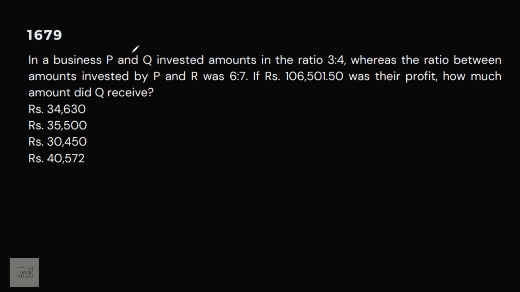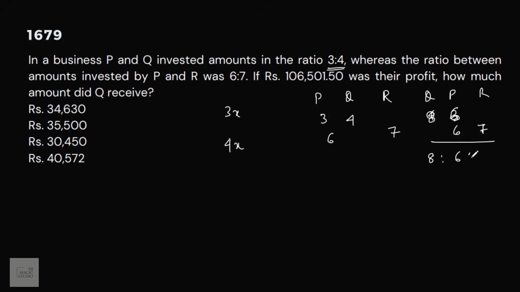In a business, P and Q invested amounts in the ratio 3:4. We can say 3x, 4x. Whereas the ratio between amounts invested by P and R, we have three people, P and Q in the ratio 3 is to 4 and P and R in the ratio 6 is to 7. Let me write this as Q, P, R. Q and P in the ratio 4 is to 3 and P and R in the ratio 6 is to 7. If I multiply the first by 2, this will become 8 and 6. So the ratio of their contribution is 8 is to 6 is to 7.